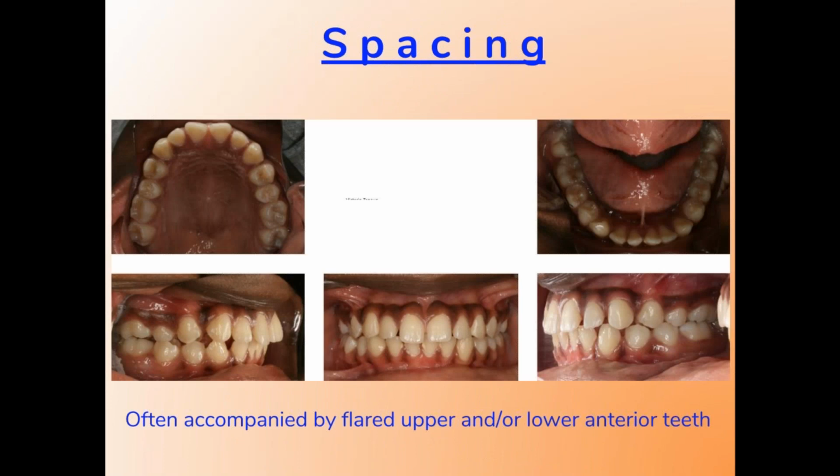So when their baby teeth are not present anymore and it's only adult teeth, it's really not normal to see a lot of spacing. And this can be a sign that there's something underlying going on, such as a tongue thrust, which you'll hear a lot about this weekend. But a lot of times when we see spacing between the teeth, it's often accompanied by flared upper and lower anterior teeth. Flared means that the teeth are tipped forward over the bone in the front.